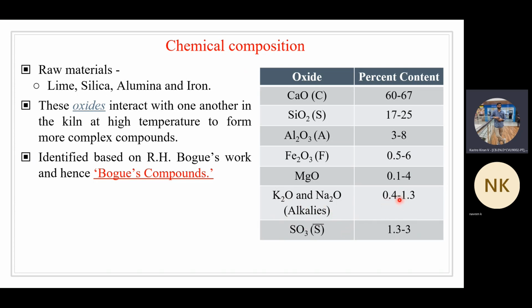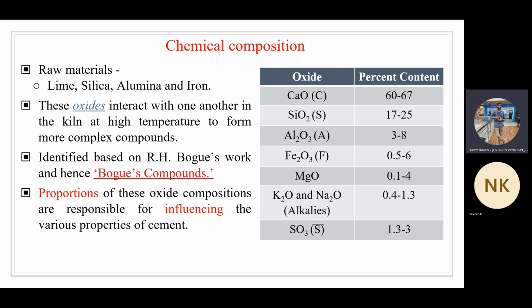Again, when they are available in between these percentages, there is no problem. There won't be much effect. But when the percentage of alkalis goes beyond 1.3 percent, then the problem comes. Then the problem will be there for the cement. So that's what we are talking about.